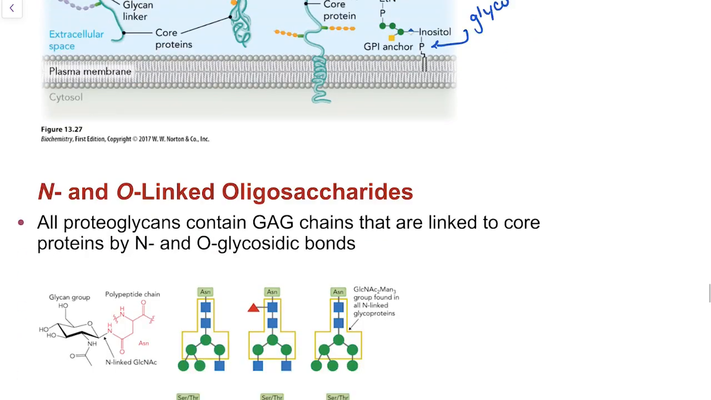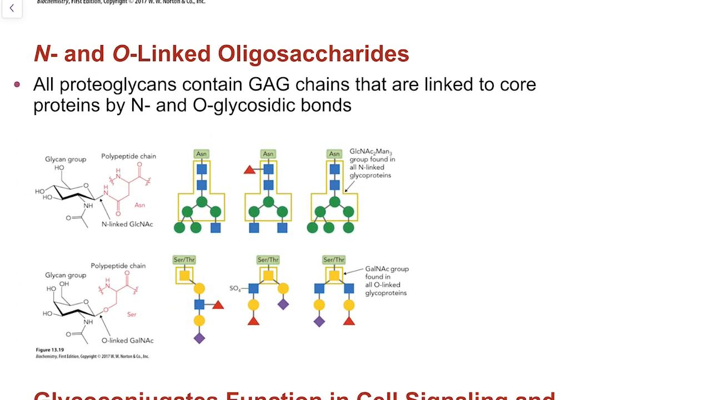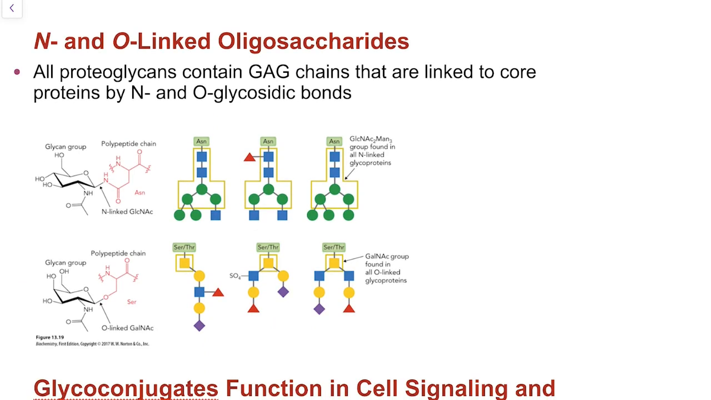The carbohydrate moiety can link to proteins or enzymes in two manners, an N-linked or an O-linked oligosaccharide. And we call them that based on what amino acid is going to be providing the linkage from their side chain.